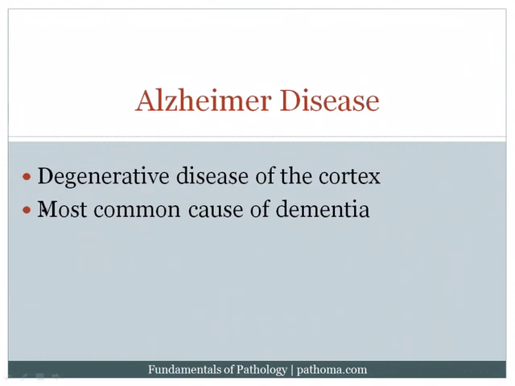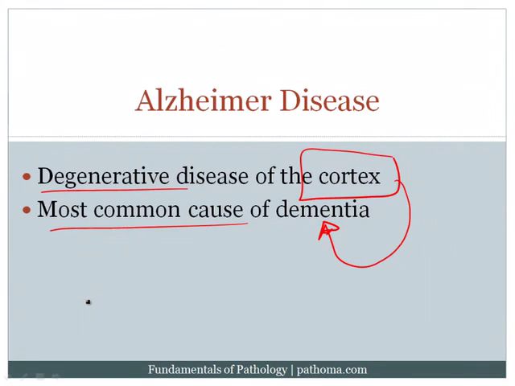The first of these disorders is Alzheimer's disease. This is a degenerative disease which involves the cortex, in particular the neurons present in the gray matter of the cortex. And of course, when you involve the cortex, you're going to create dementia, as I've just explained. And it so happens that Alzheimer's disease is the most common cause of dementia. Now, to understand Alzheimer's disease, you do need a little bit of a background, so let's take a step back.